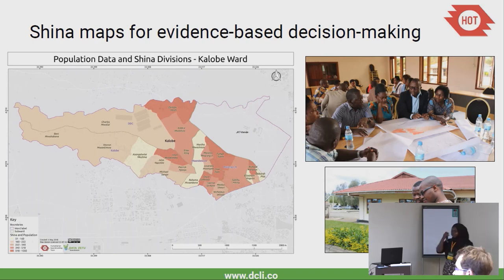But I think it's very important what you're doing. The part of digitizing these and making them available, that's very important. And that's something that you should continue. As you say, more needs to be done, but it's very important to have low-level administrative divisions. So, good job. Thank you.